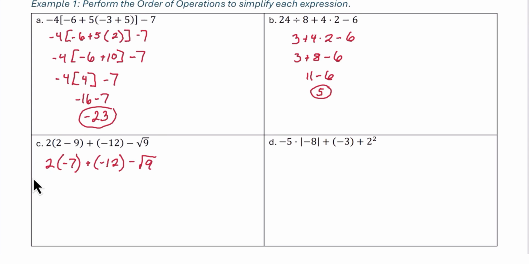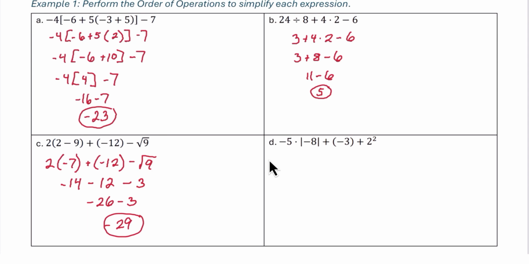Next, we can remove the parentheses by multiplying. 2 times -7 is -14. Minus the square root of 9 is 3. We can go ahead and simplify that part. Now it's just subtraction. -14 minus 12 is -26 minus 3. -26 minus 3 is -29.